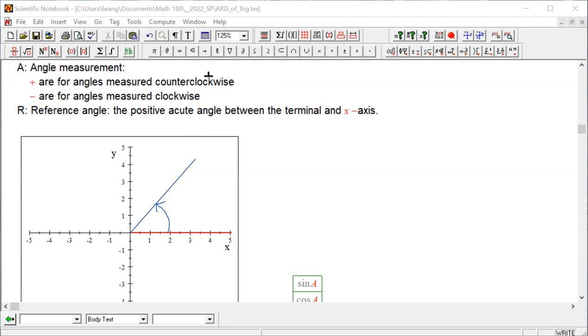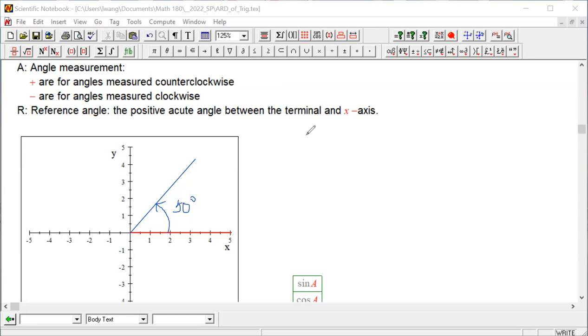Suppose this angle is say 50 degrees. It doesn't have to be one of those special angles, 50 degrees. And the positive acute angle between the terminal and the x-axis is here, the 50 degrees itself. So this 50 degree angle is also the reference angle for the 50 degree angle we just measured.